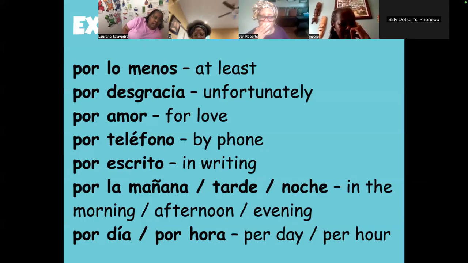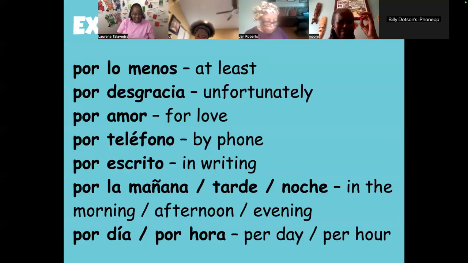Por escrito, in writing. Yo quiero el contrato por escrito. I want that in writing. Yo no te confío. I don't trust you. So you don't have to use por? Yes, you do. You have to use it. So just escrito, what does that mean? Without the por, written.